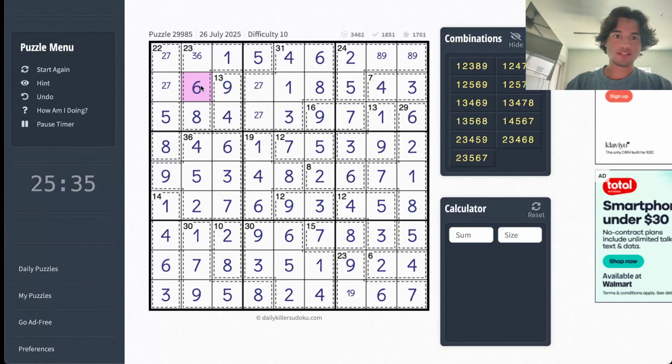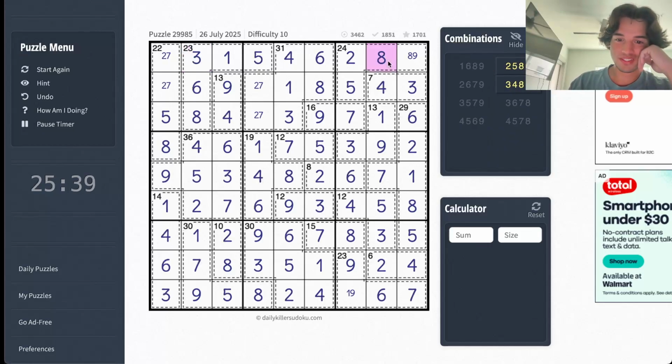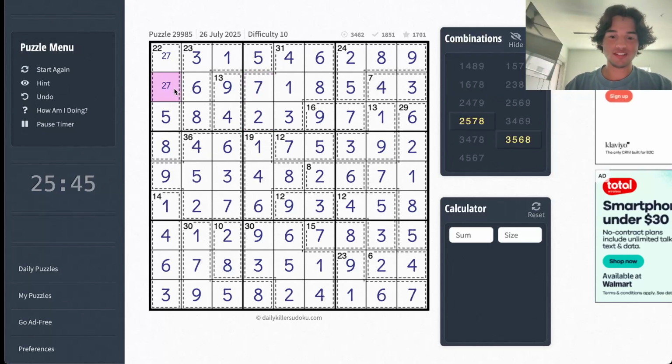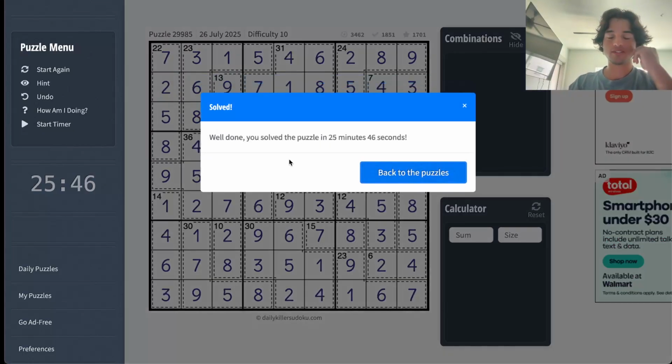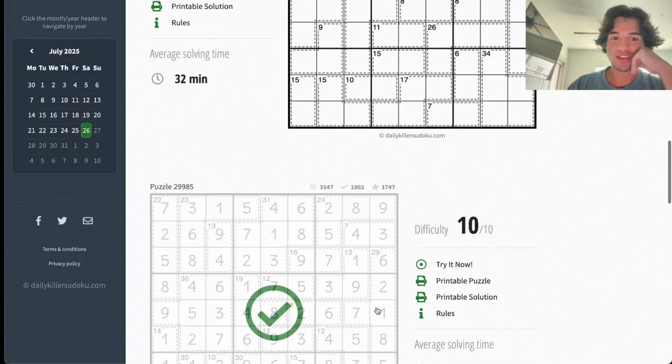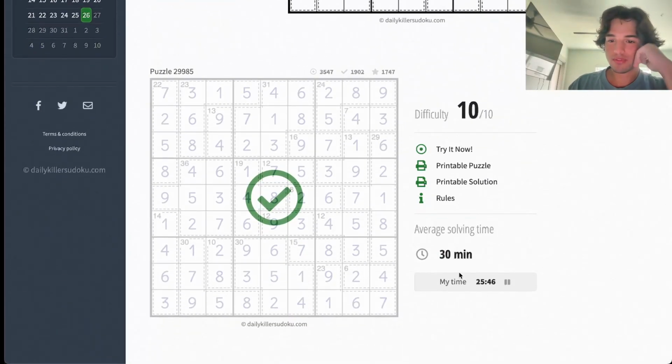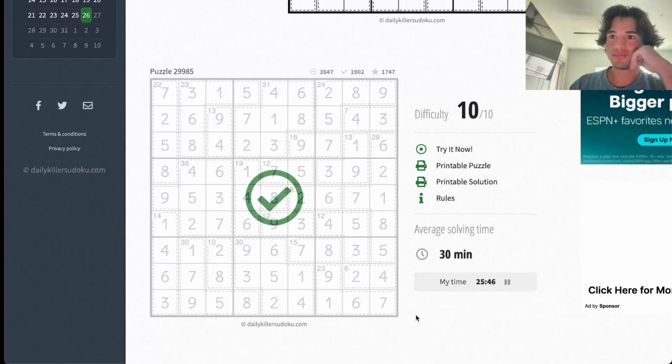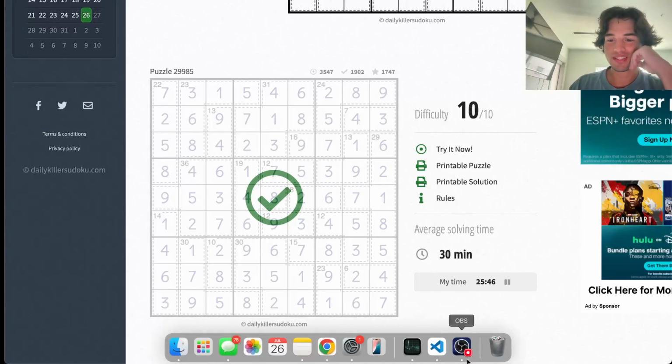3, 8, 6. You can hear the keyboard clicking very loud because I get excited as we finish up this puzzle. We have gotten a pretty decent time here. And that's the puzzle in 25 minutes and 46 seconds. We can check our solve time, 30 minutes, 30-minute average, so not the best, but that was a good one.